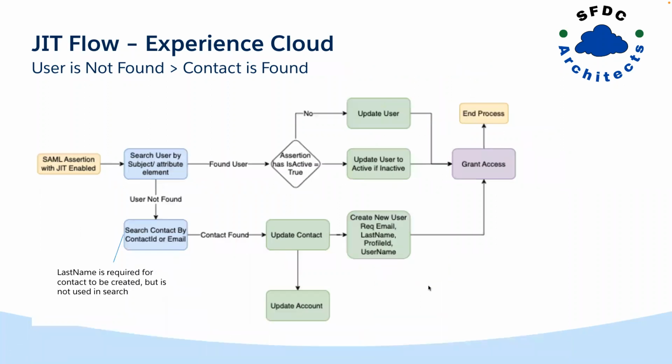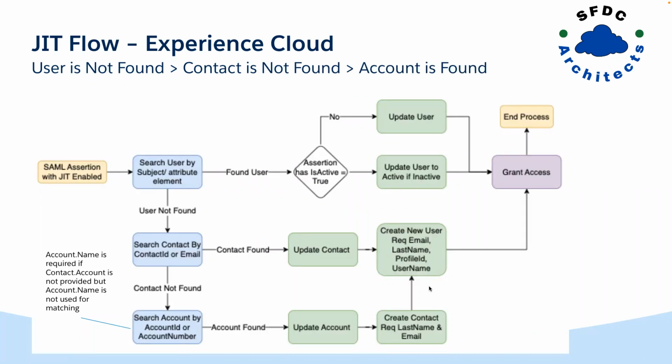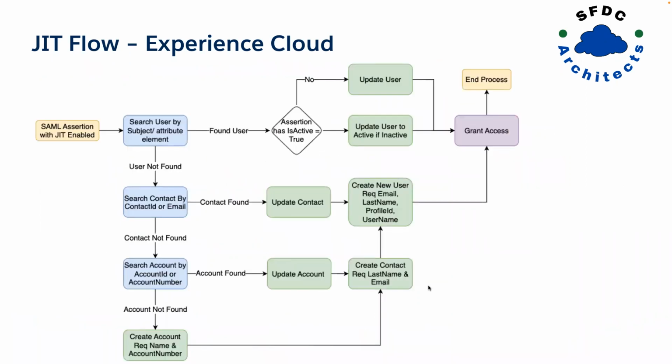And then the last one is when we didn't find the account, so then the account gets created, and then it creates the contact and the user. So the whole flow for just-in-time provisioning is on this screen. And you can see, depending on each level of what it's finding, it's going to keep going either down the next path or across the branch to create the records. So that was a lot of information. Any questions?